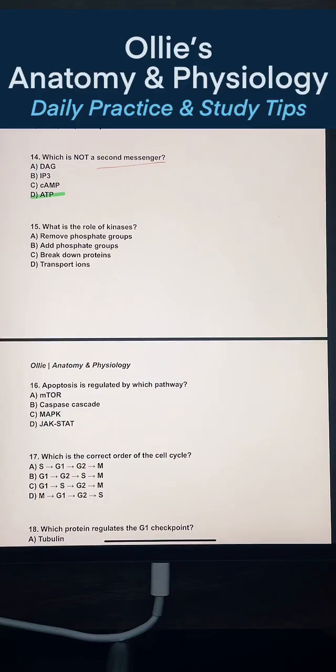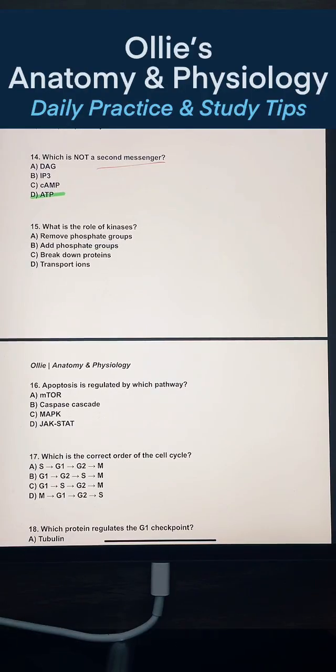Number 15, what is the role of kinases? A, B, C, or D for this one? Kinases. Well, hopefully these questions will help make this a little bit easier for you as well.